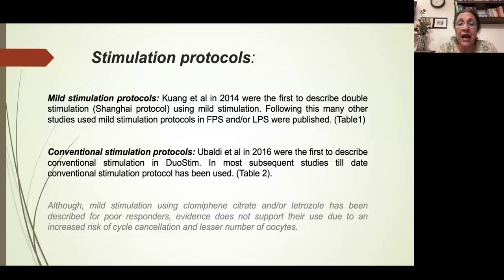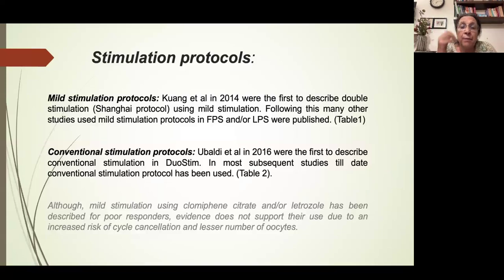Then comes the era of conventional stimulation protocols, and this was started in 2016 by Ubaldi et al. He was the first to describe conventional stimulation in duostim in both the phases, follicular and luteal phase. And in most subsequent studies till date, including ours, which has been published, conventional stimulation protocol has been used. I'll tell you a small difference between mild and conventional stimulation protocol.